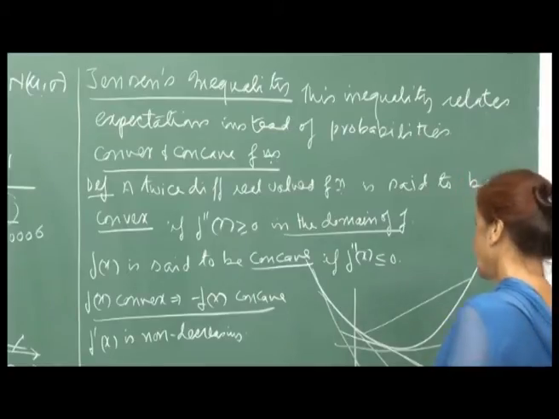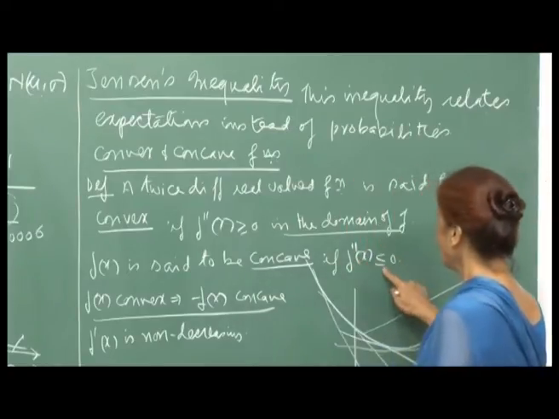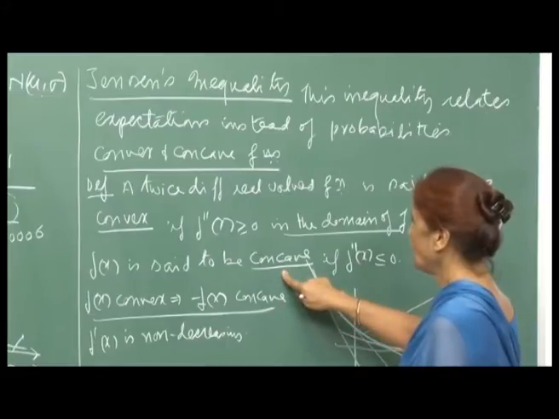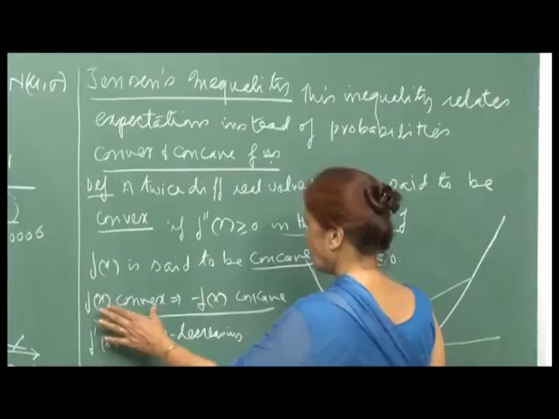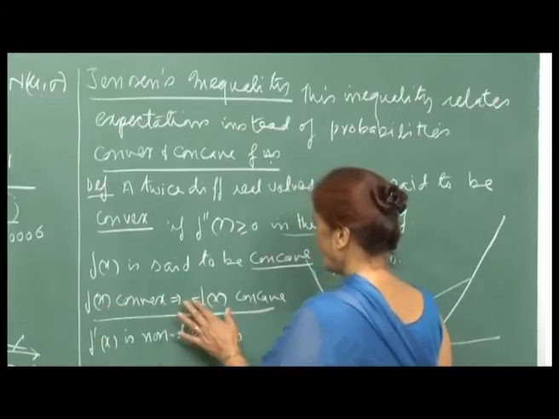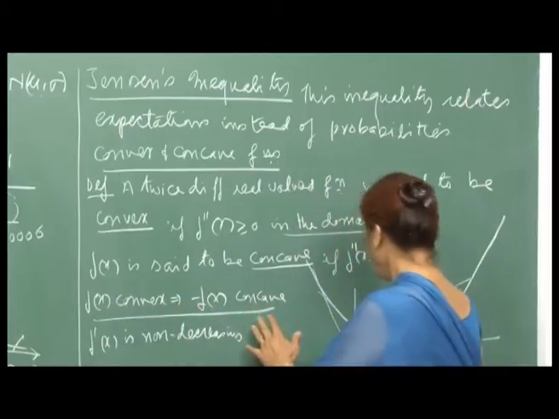And if the double derivative is less than or equal to 0, then the function is said to be concave. So, therefore, the relationship between convex and concave is that if f is convex, then it implies that minus of f x is concave.